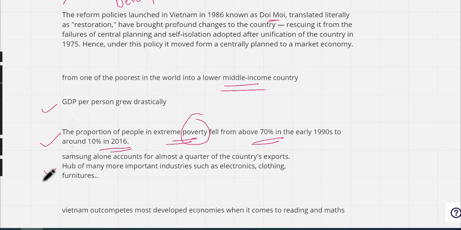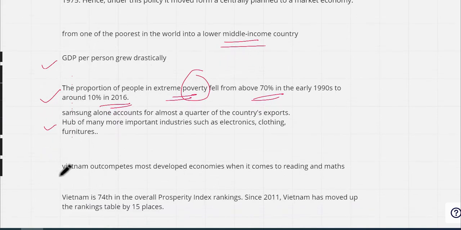If you look at the industries over here, Samsung is the one which is covering almost a quarter of the country's exports. There are many more MNCs, such as electronics, clothing, furniture, due to the cheap labor availability, right? Now, Vietnam outcompetes most developed economies when it comes to reading and maths. Why? Because it is spending a lot on human development, availability of cheap labor and even skilled labor, which Vietnam has started providing to the world.